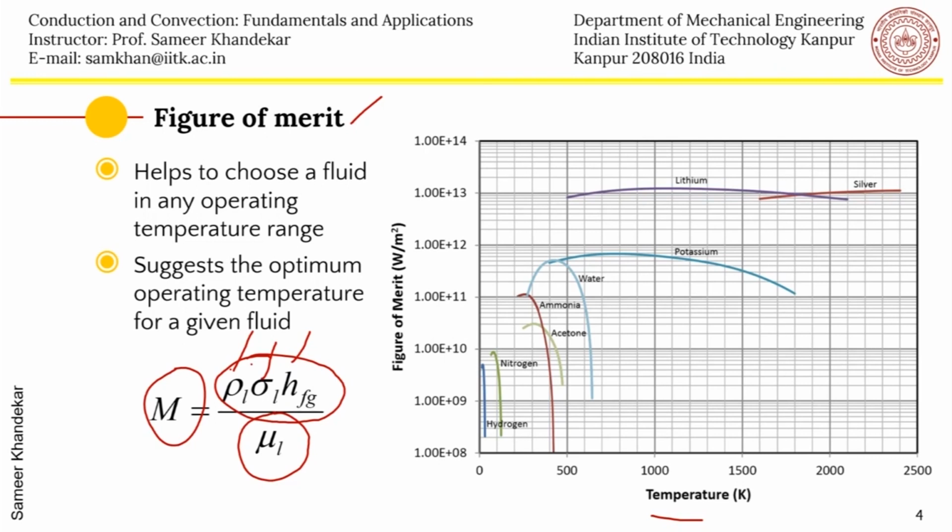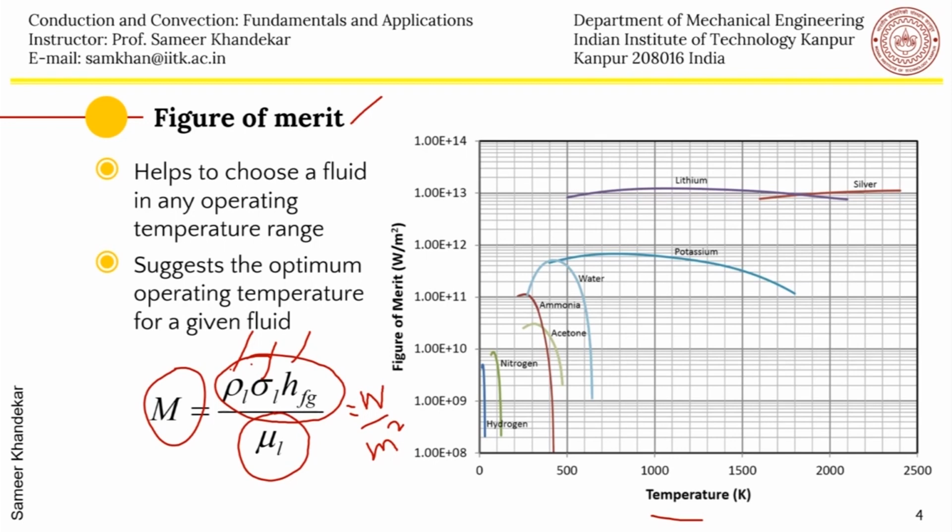So essentially, if you put the units of rho, sigma, h_fg, and mu, you will see that the figure of merit comes in the units of watt per meter square, which is like a flux. So it is actually indicative of the flux which can be transported by a particular fluid, and the relative magnitude of this at different temperatures and comparison with different fluids.